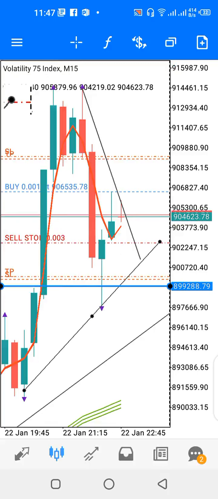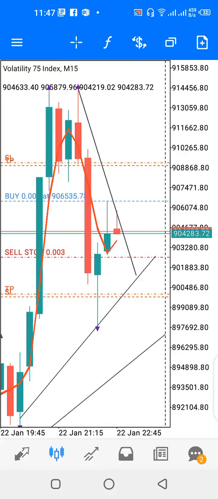For now we have a triangle on the 15 minutes time frame. You can do this on the 5 minutes time frame. You can do this on the 15 minutes time frame. You can also do it on the 1 minute time frame. But I prefer the 5 minutes time frame. But for now, we're using the 15 minutes time frame. Currently, price is ranging.